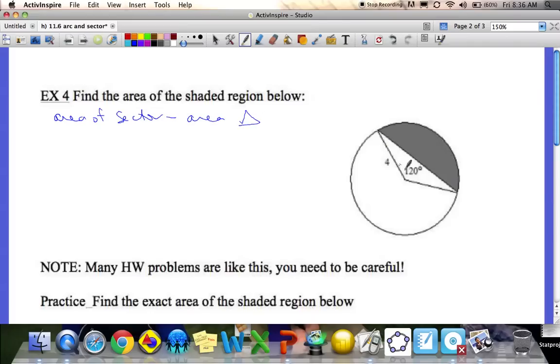Well, let's see. The area of the sector is the fraction 120 over 360, which is the entire central angle, and we multiply that times pi r squared. Well, r is 4, 4 squared is 16. I like to put the number first, and that's more traditional. And then I want to subtract that from the area of the triangle.